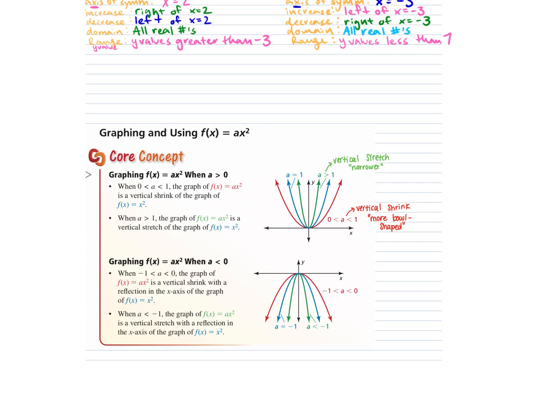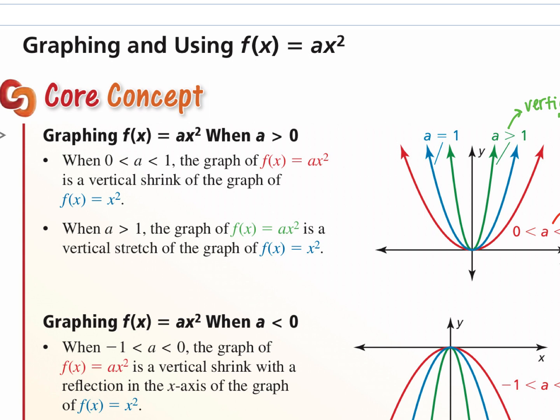So a couple important things to know before we graph them is that we're going to have a number, a coefficient in front of our x squared. When that coefficient is greater than 0, meaning that it's a positive number, our graph opens up. It's like a smiley face. Think about it: when you're positive, you're smiling.